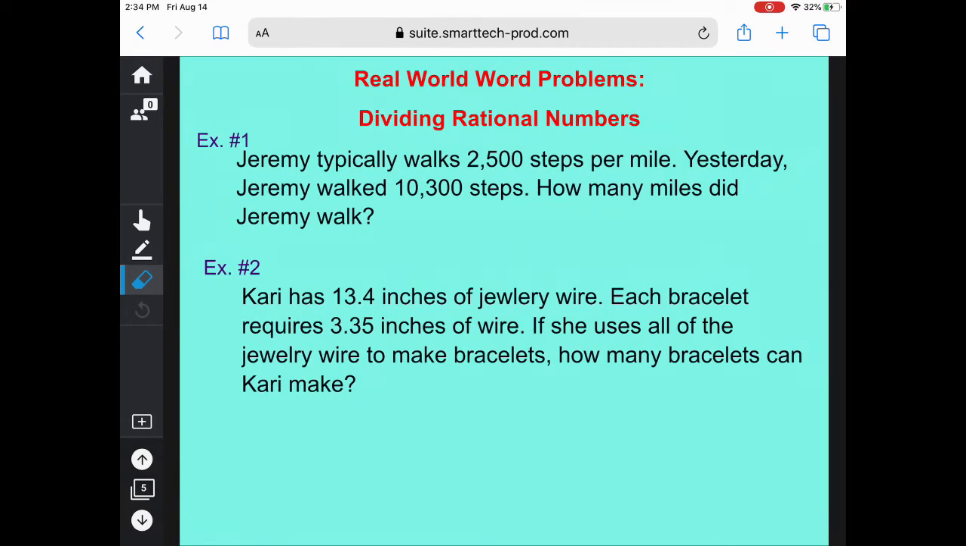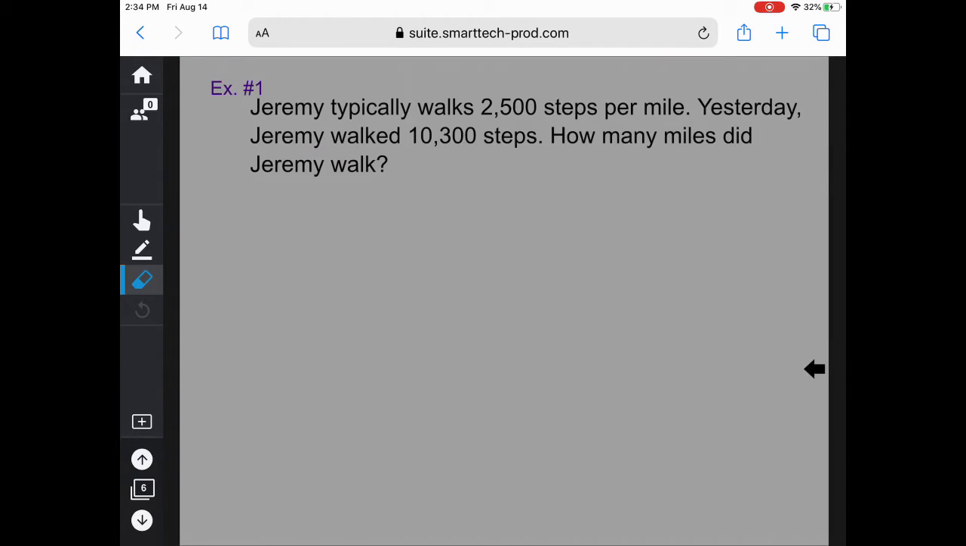So moving on. Now we're going to do real-world word problems. This is with dividing rational numbers. So we have two examples, example 1 and example 2. I'm going to be showing you how to do example 1, and then I want you to do example 2 on your own. So let's look at example 1.